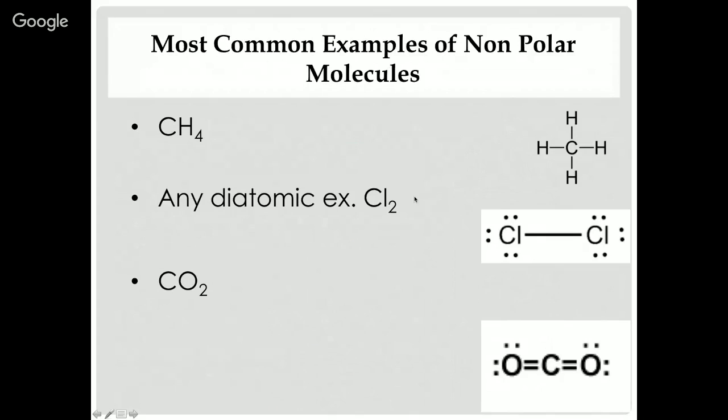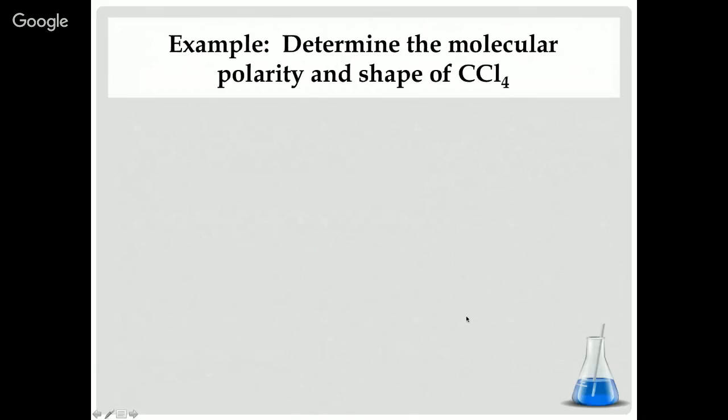For the nonpolar examples we had, CH4 I mentioned earlier, since we have 4 atoms around the central atom, that's going to be tetrahedral. Here we have 1 atom bonded to another, so that's going to be linear. And the same for carbon dioxide. All right, let's look at an example. Determine the molecular polarity and shape of CCl4.